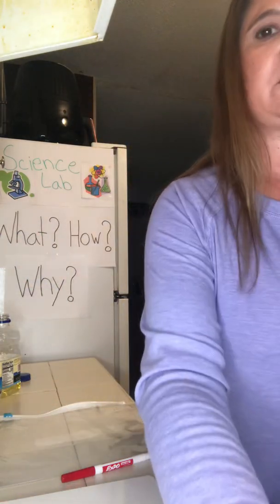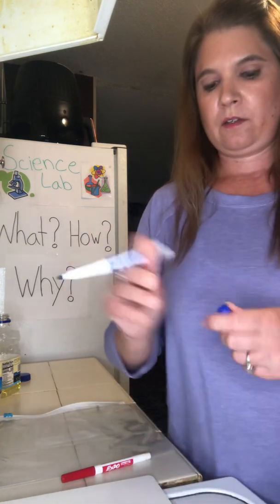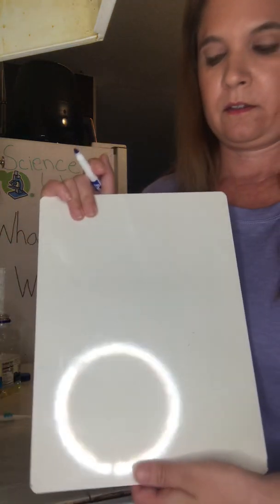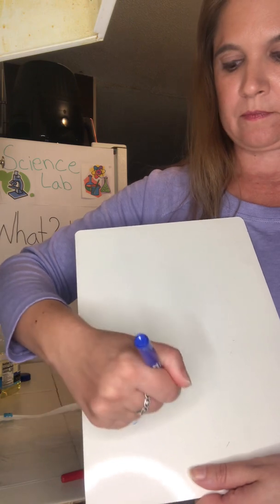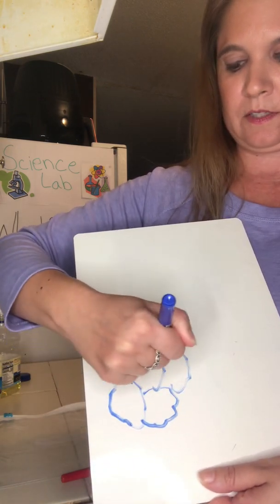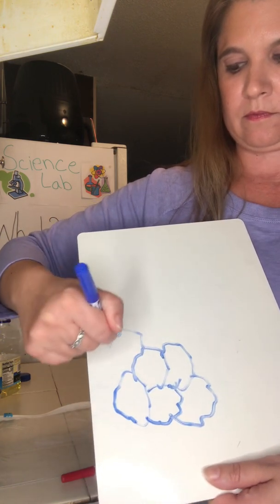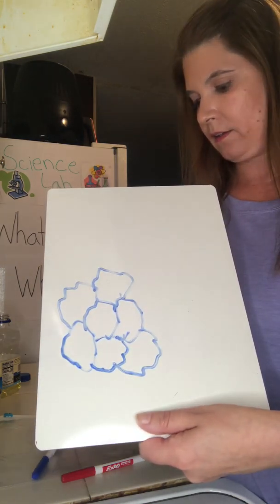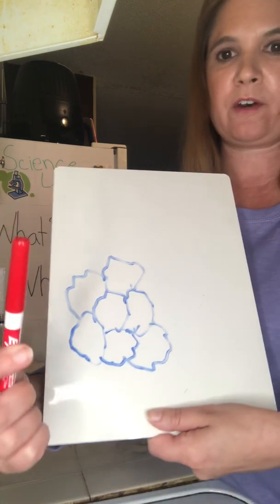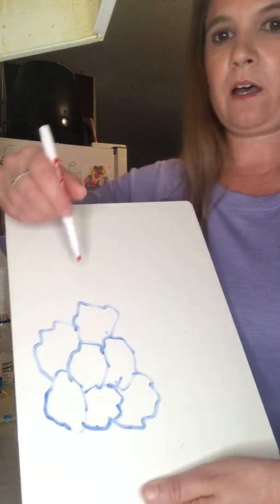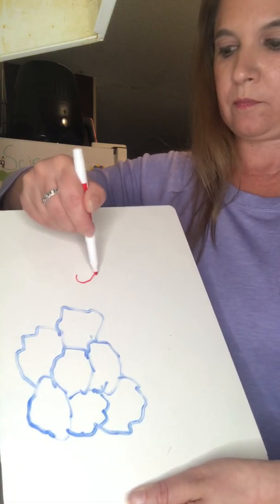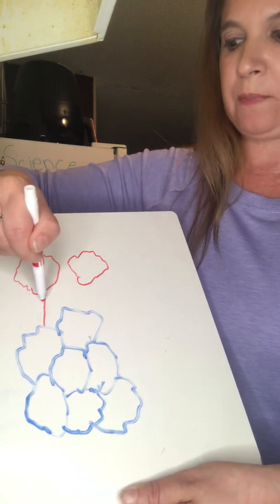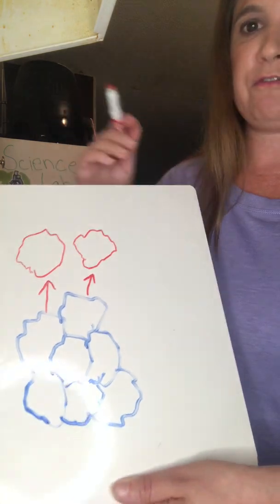Now I'm going to draw a picture for you so you can see. Water molecules are attracted to each other, and they always stick together. So I'm going to draw some molecules from the water, and see they're sticking together. So those are our water molecules, and they're all stuck together. Now, we're going to use red for our oil molecule. When the oil molecule comes along, it's not attracted to the water, so it can't stick to the water. It's going to go the opposite direction, and it's going to float away from the water.